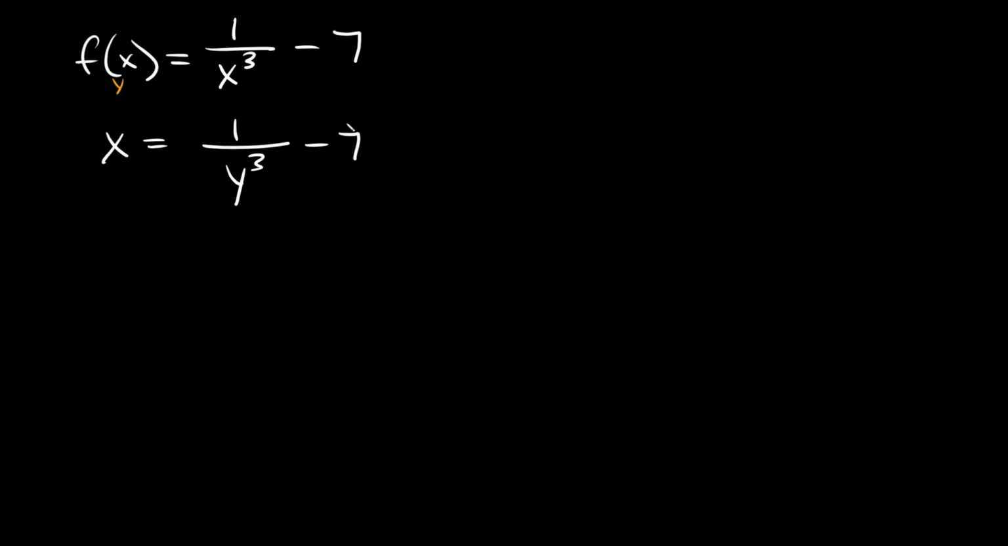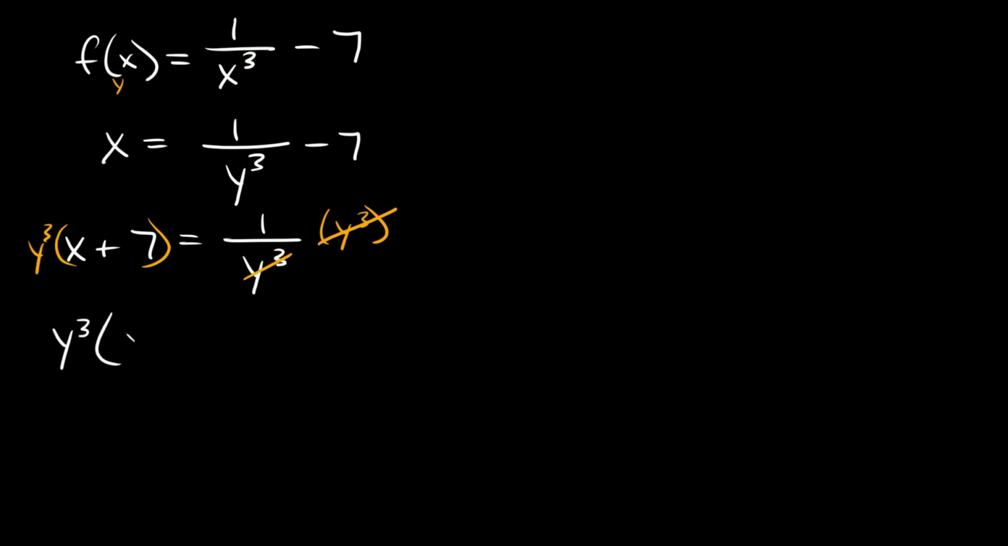Now the first thing we can do is get rid of this minus 7 by adding it to both sides, right? So we get x plus 7 is equal to 1 over y cubed. Now again, let's get it out of the denominator by multiplying both sides by y cubed, like that. So then on this side, they cancel out. So over here, we're just left with y cubed times x plus 7 is equal to just 1, right? That's all we have left over here.